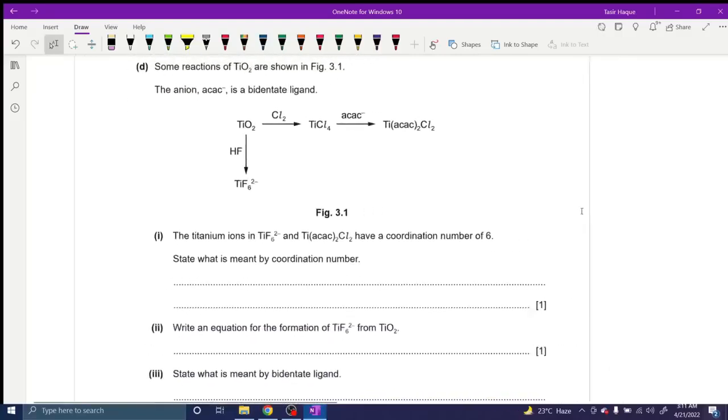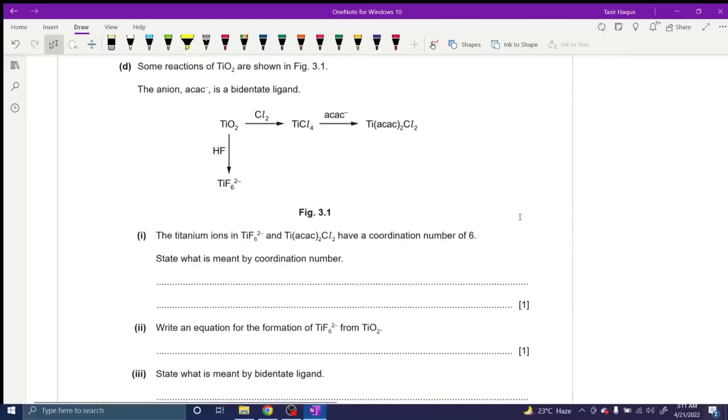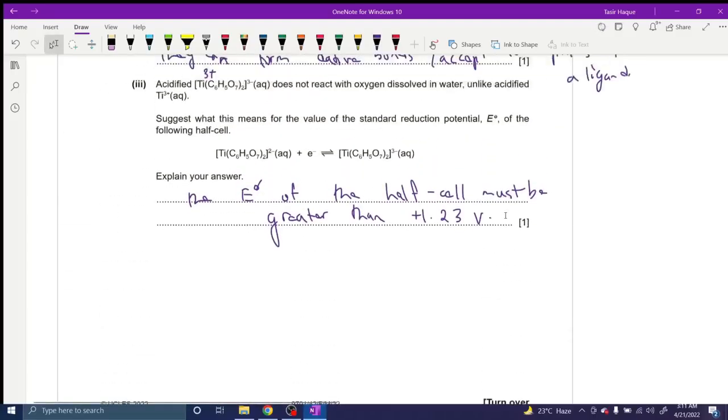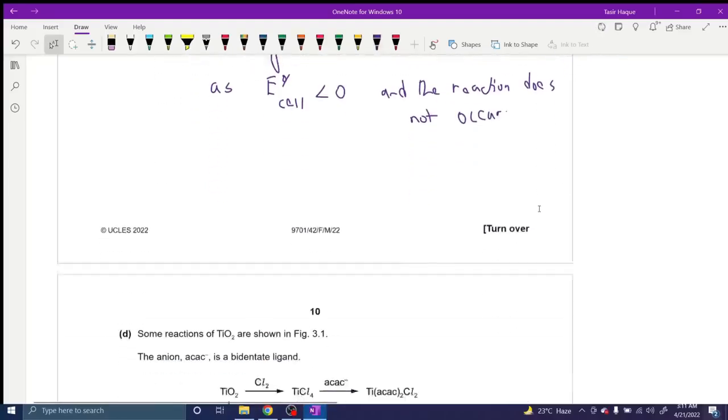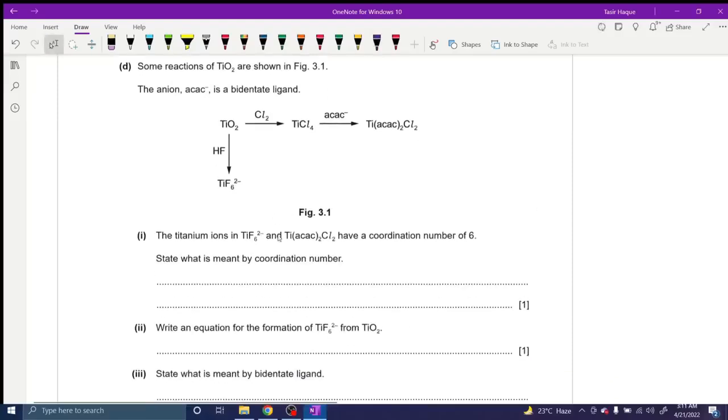Now some reactions of TiO2 are shown. The anion ACAC acts as a bidentate ligand. So what does coordination number mean? Oh, by the way, there was another thing that we need to mention in part 3, like the conclusion. As E cell less than 0 and the reaction does not occur. You didn't need to write this exactly. You could say as E cell is negative and the reaction is not feasible. That also works, okay?